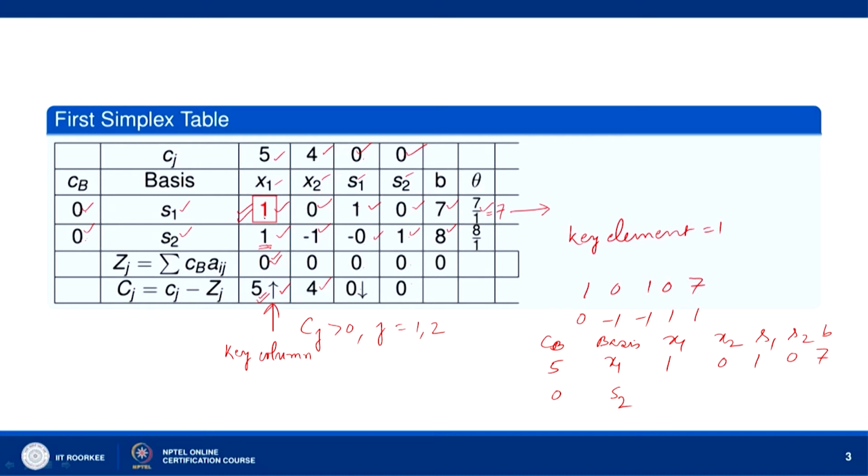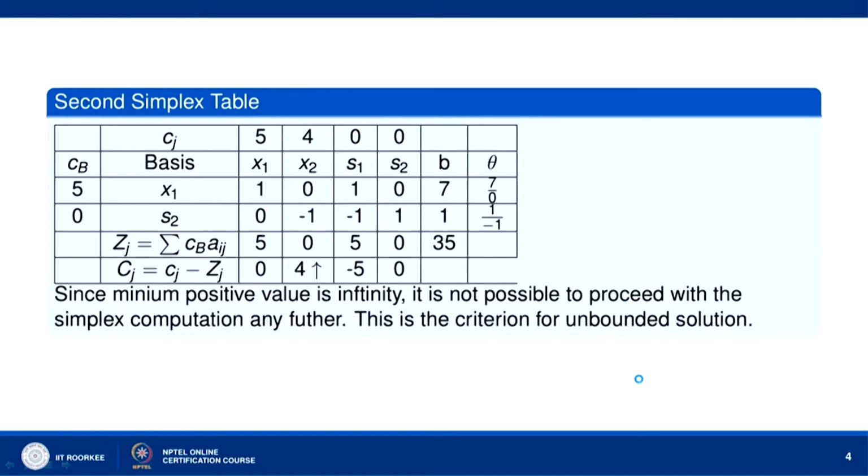Okay. And we have subtracted the key row from the next row, which became 0, minus 1, then we had minus 1, then we had 1, then we had 8 minus 7, 1. So, this is our new table. Let us see the new table. We have the Cb column containing 5, 0, x1, s2, 1 0 1 0 7, 0 minus 1 1 1.